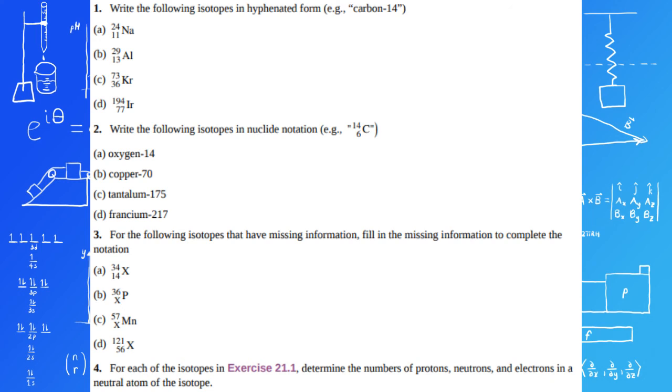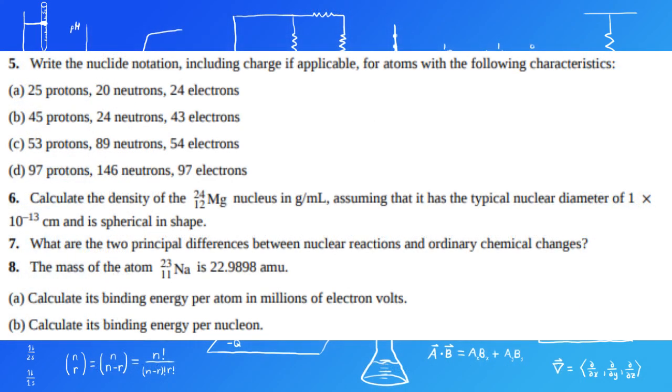Number 4, for each of the isotopes in exercise 21.1. Oh, okay, so the first problem: determine the numbers of protons, neutrons, and electrons in a neutral atom. Yeah, we're not doing that. That's beginner stuff. By this point, this shouldn't be giving you any trouble at all. Okay, and I think this is also going to be a bunch of skippables. Number 5, write the notation.